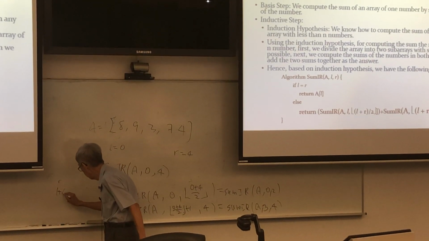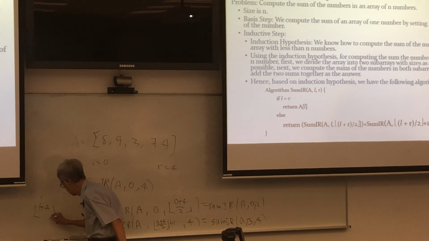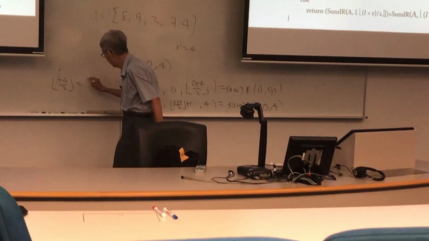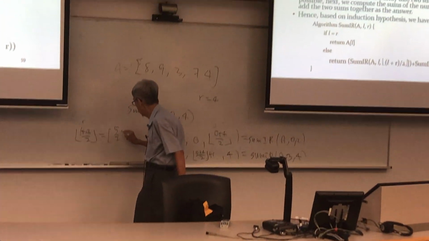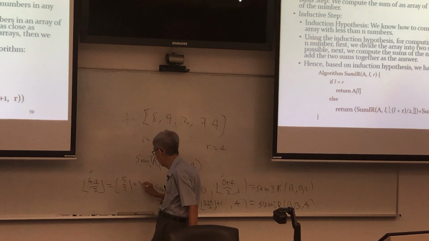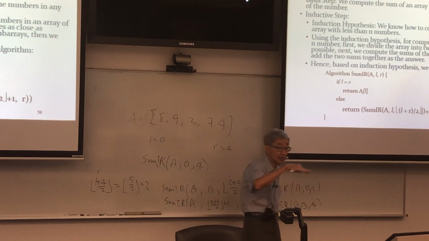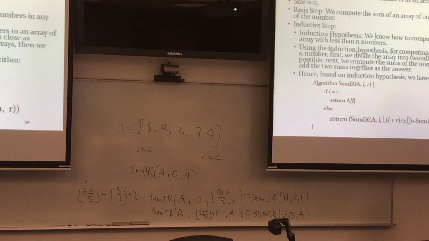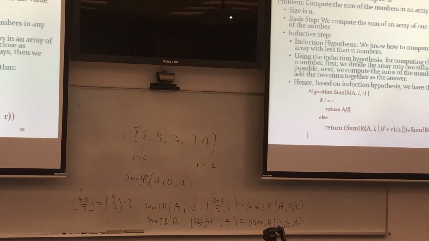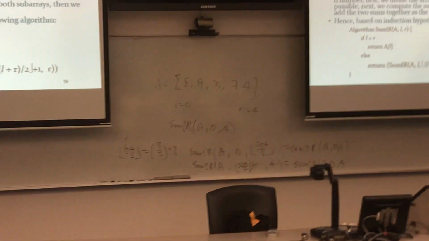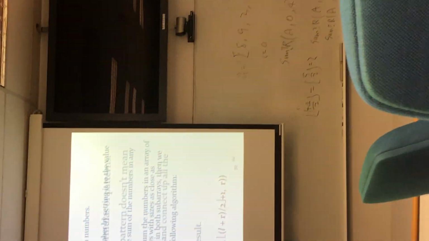1 plus 4 divided by 2, that is 5 divided by 2. 5 divided by 2 is 2.5. That will get through 2 also. 4 is an integer, the largest integer that is less than the value. Okay? So this is how this algorithm works.